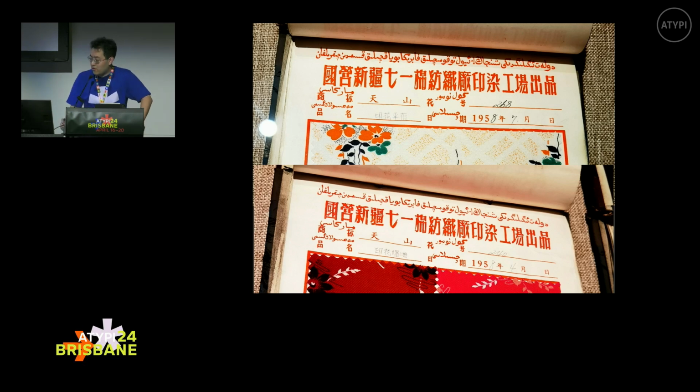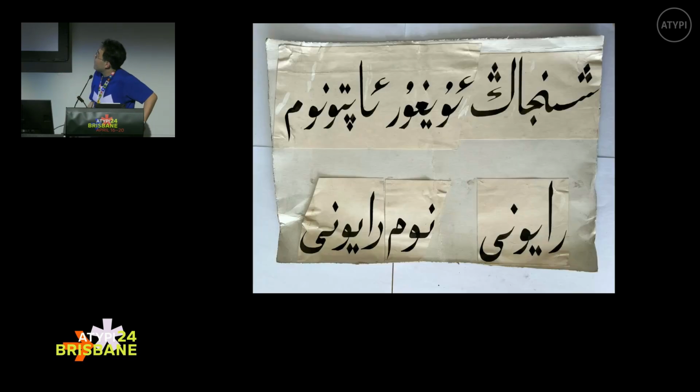This is a document printed in Xinjiang after the founding of the People's Republic of China. You can see they are using Chinese characters and Arabic letters together, probably printed by lithography. The image here is a handwritten form, a sketch and handwritten draft made before producing the fonts. This was found in Hubei, Danjiangkou.